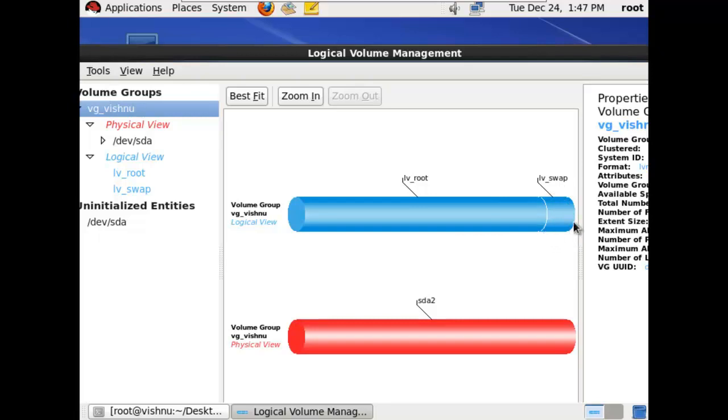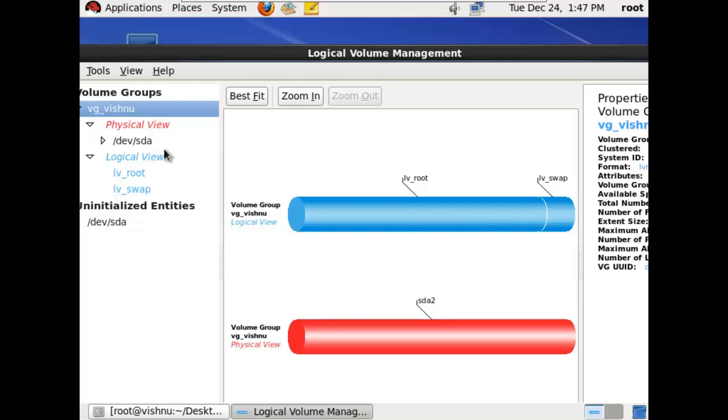Okay, in the same way, guys, here you are seeing this SDA2, which is your PV, and we know that your volume group is made up of both PV and LV. In the same way, if you focus on the right side, what are the properties of this volume group? Here you can see the maximum size of this VG, and the members of this VG.